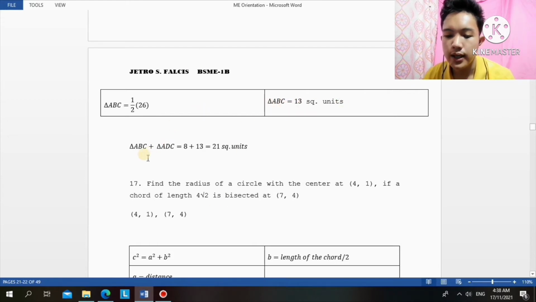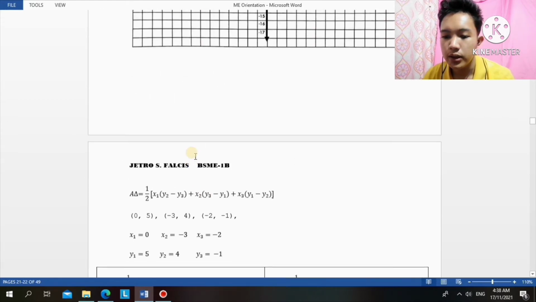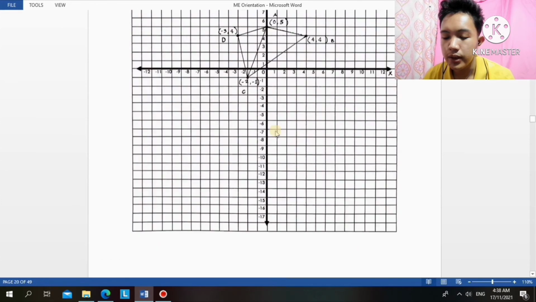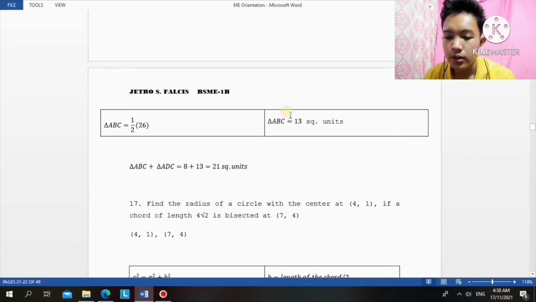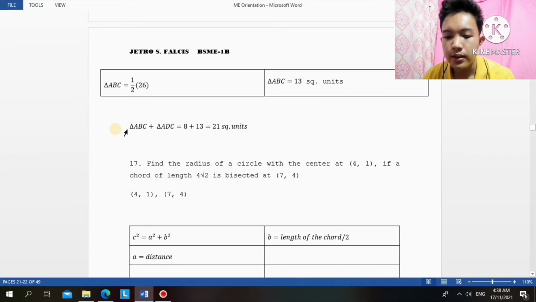So, to get the area of our quadrilateral, let's combine the two areas of the triangles. So, triangle ABC plus triangle ABC is equals to 8 plus 13 or 21 square units. So, the area of our quadrilateral is equals to 21 square units.